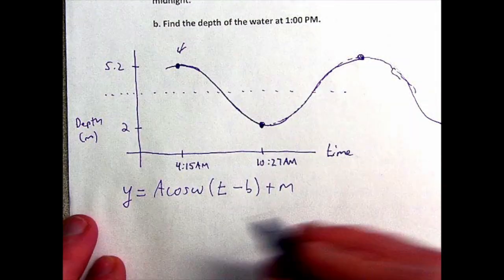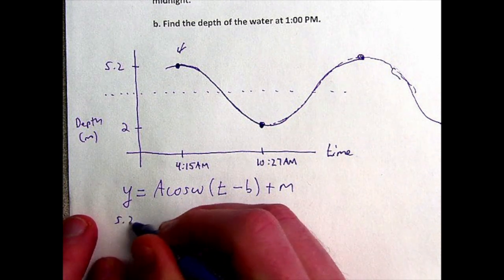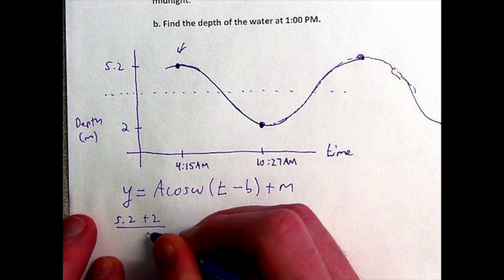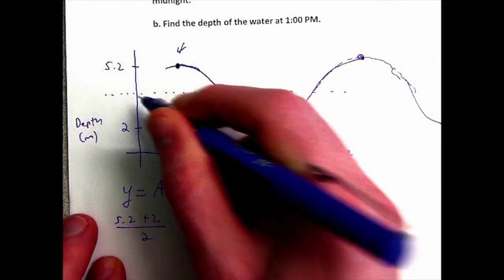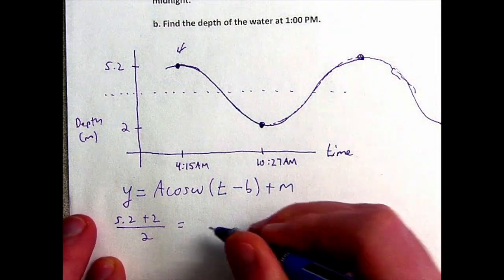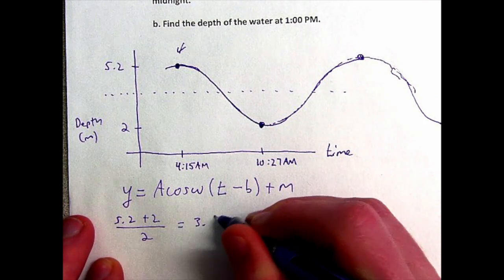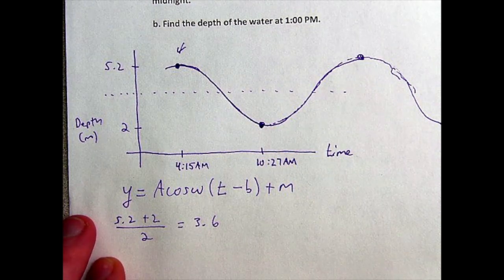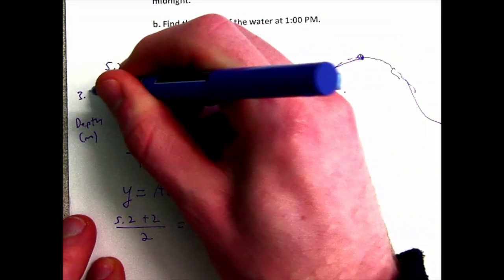Halfway between 5.2 and 2, if you take 5.2 and you add 2 and then divide by 2, that will be that halfway point. So that's going to be 7.2 over 2, which is actually 3.6. Okay, so that is the midline, 3.6.